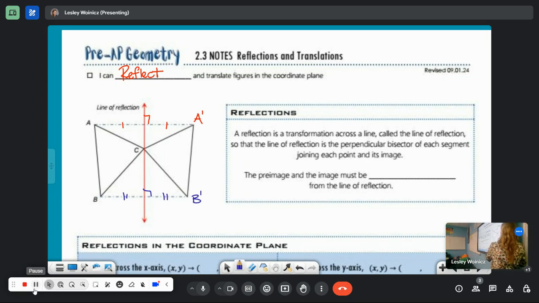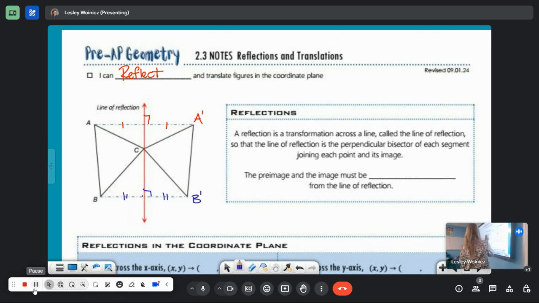B prime is equidistant from the line of reflection compared to B. It's the same distance. And it's got to be perpendicular distance, because if I do this distance over here, well, now it's a lot closer to the line of reflection. It's not really that far away. Does that make sense? I can't do it at some weird angle. It has to be at 90 degrees. Any questions?